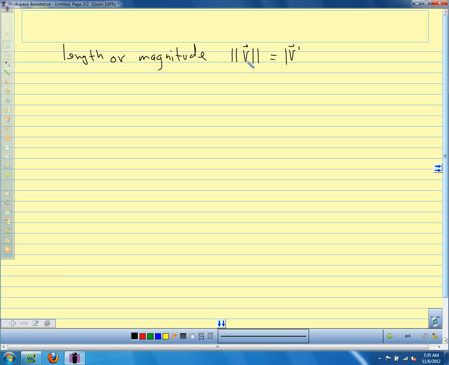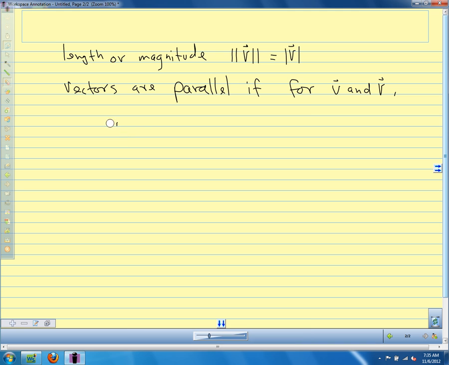Let's see, one thing that we did not talk about yesterday is parallel vectors. So vectors are parallel if, for two vectors u and v, u is a scalar multiple of v.